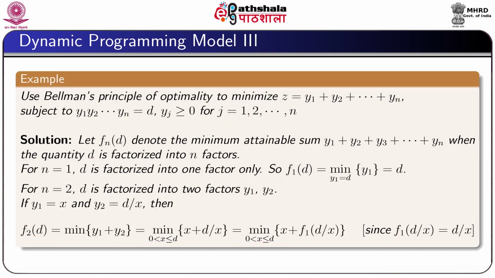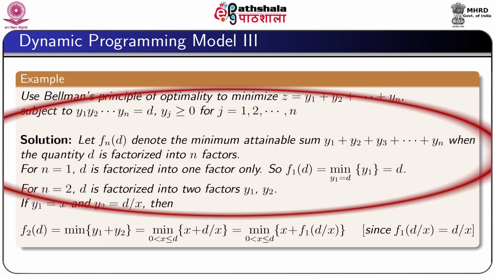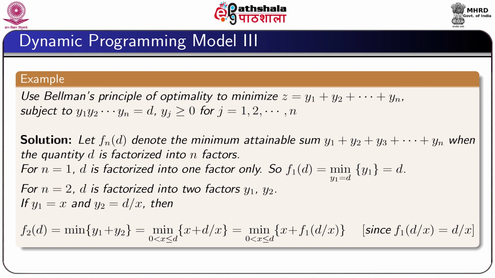We now consider an example. Use Bellman's principle of optimality to minimize z equal to y1 plus y2 plus dot dot dot plus yn subject to y1 into y2 dot dot dot into yn equal to d, where yj is greater than or equal to 0 for all j equal to 1 up to n. Let fn d denote the minimum attainable sum of y1 plus y2 plus y3 plus dot dot dot yn when the quantity d is factorized into n factors.